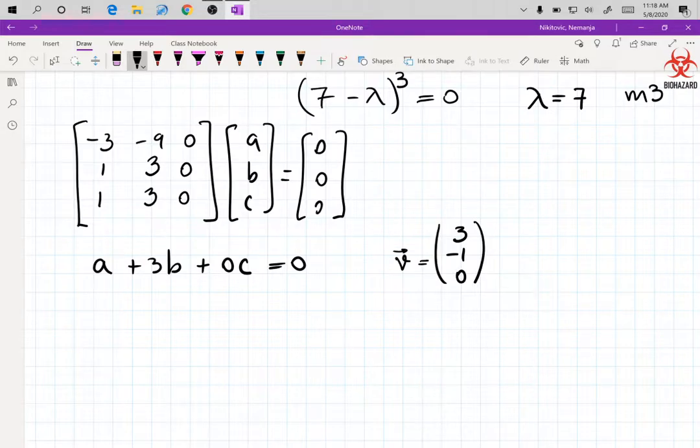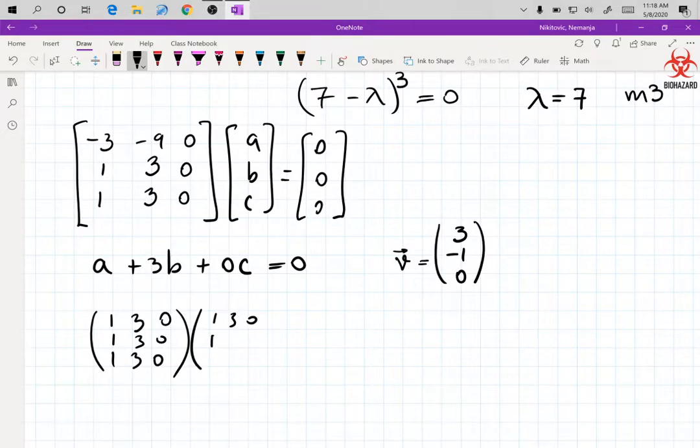So now what you do is you can calculate the square of the matrix. Now this is where it becomes more involved, so I'll write out the matrix 3, 0, 1, 3, 0, 1, 3, 0 times itself.